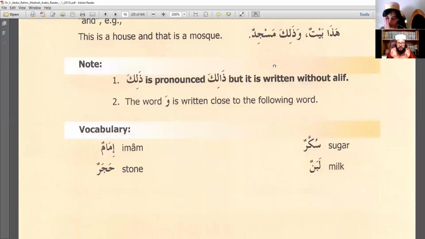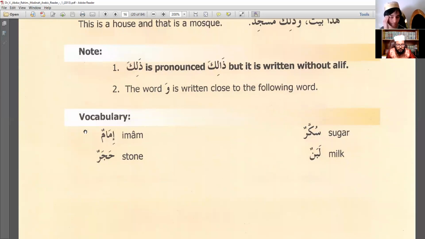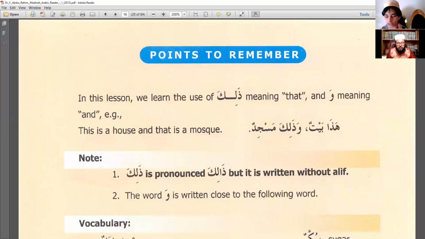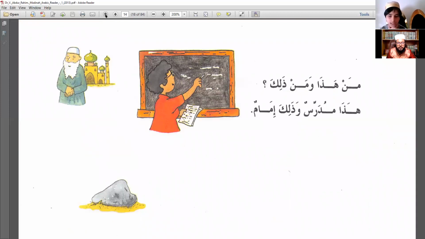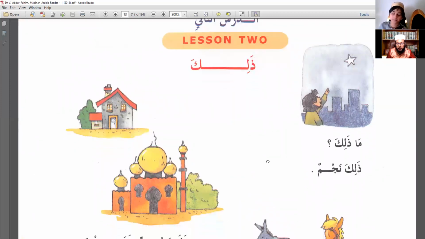Now you can see here new vocabulary. Imam means imam. Sukkarun means sugar. Hajarun, stone. And Labanun, milk. Sukkarun, sugar, it's almost similar. Hajarun means stone. Labanun, milk. So let's start from lesson 2, from the beginning.